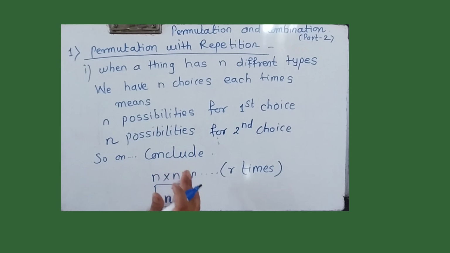That's why the formula is n into n into n, up to r times. R times means what? N raised to r. This is the formula for permutation with repetition.